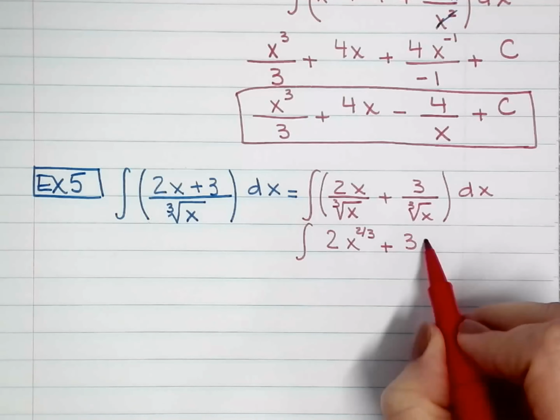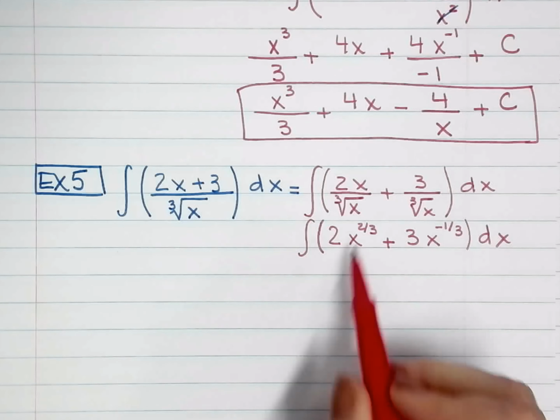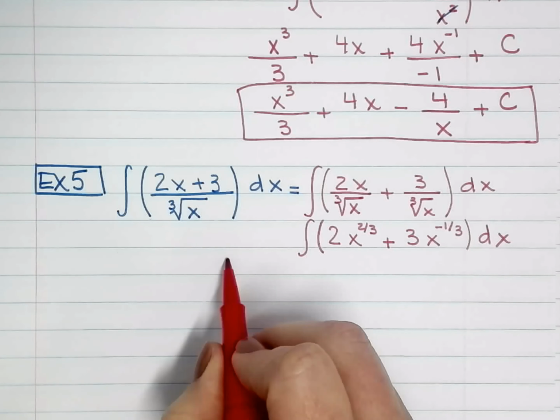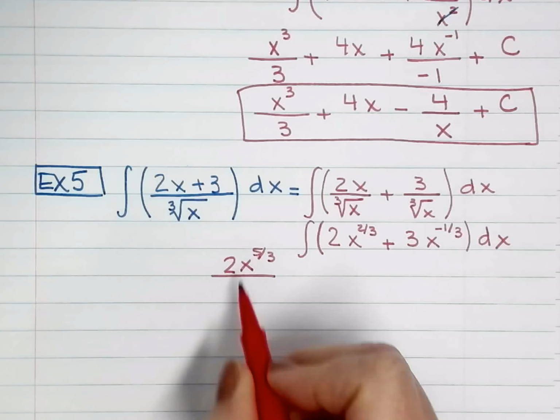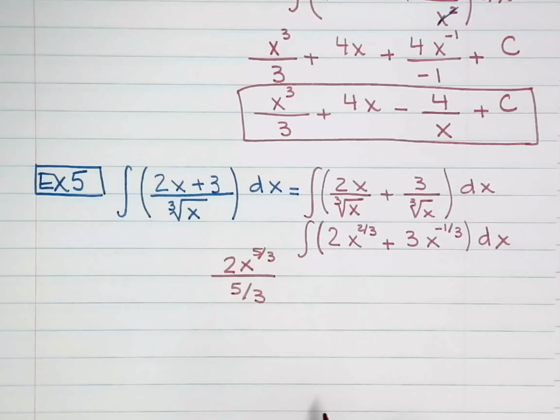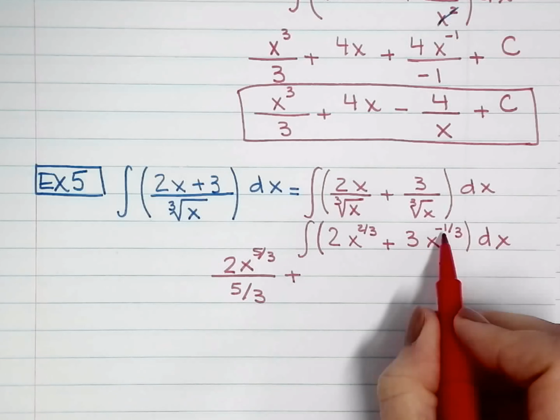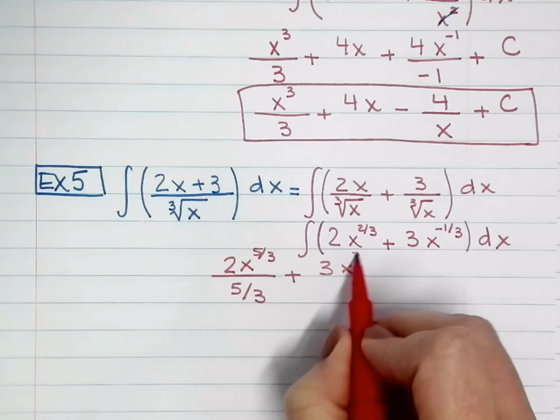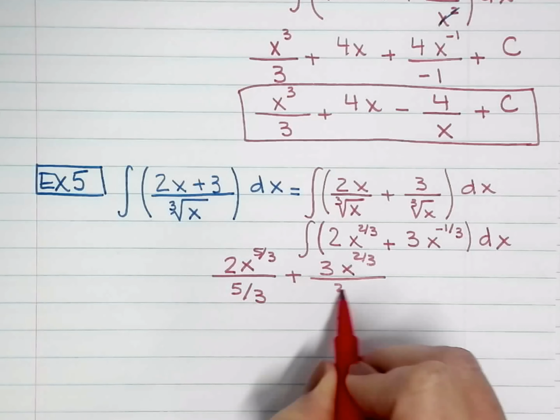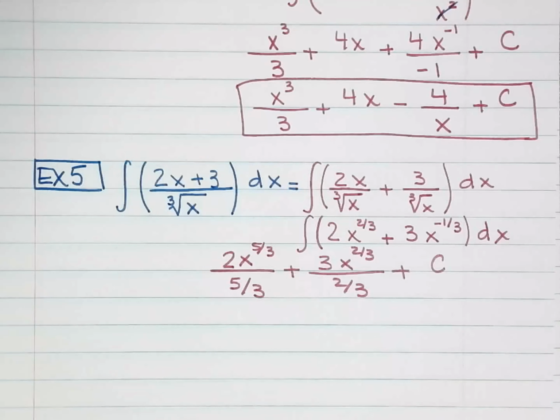Okay, so off we go. So I have to add 1 to this exponent right here. So I have 2, add 1 to that exponent. That makes that a 5 over 3. Remember to divide that by the new exponent. So 5 over 3. Plus, same thing right there. So when you add 1 to negative 1/3, you get 2/3. Divide by the new exponent, and you add the constant.